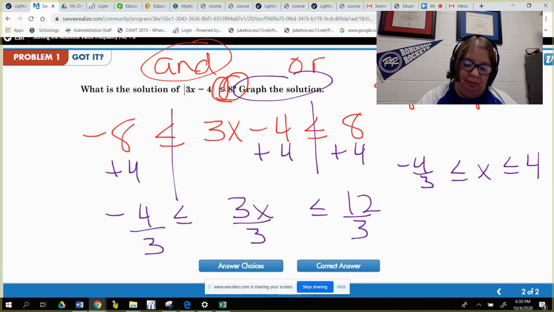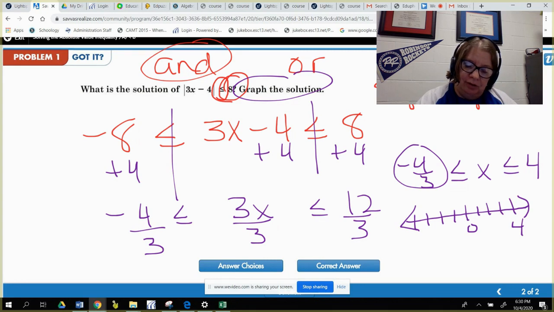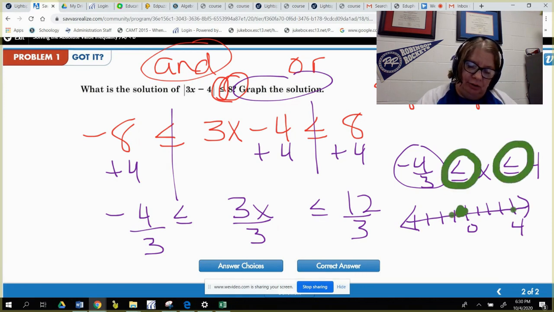Now, the other part of this is graph the solution. We didn't do that on the previous problem. That's okay. We want to graph these two numbers, the -4/3 and the 4. Here's 0. We're going to make 4 over here. -4/3 is a little bit more than -1. So let's make this 1, 2, 3, 4. 1, 2, 3, 4. -4/3, just past the -1. And the 4 closed in circles because there are lines underneath, and you would shade in between because it's an and.